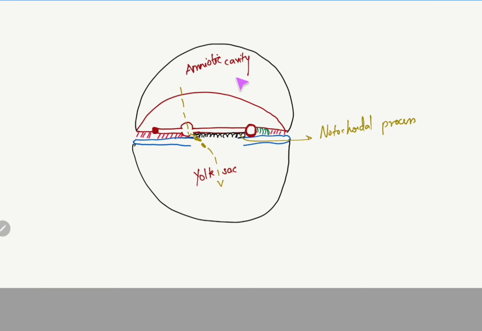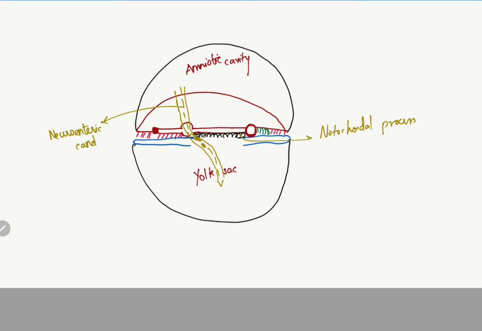The fluid from the amniotic cavity, that is the amniotic fluid, will be flowing through the primitive node, then through the notochordal process, and then to the yolk sac. So the canal through which the amniotic fluid will be flowing from the amniotic cavity to the yolk sac, connecting the amniotic cavity and the yolk sac, is called the neuroenteric canal.